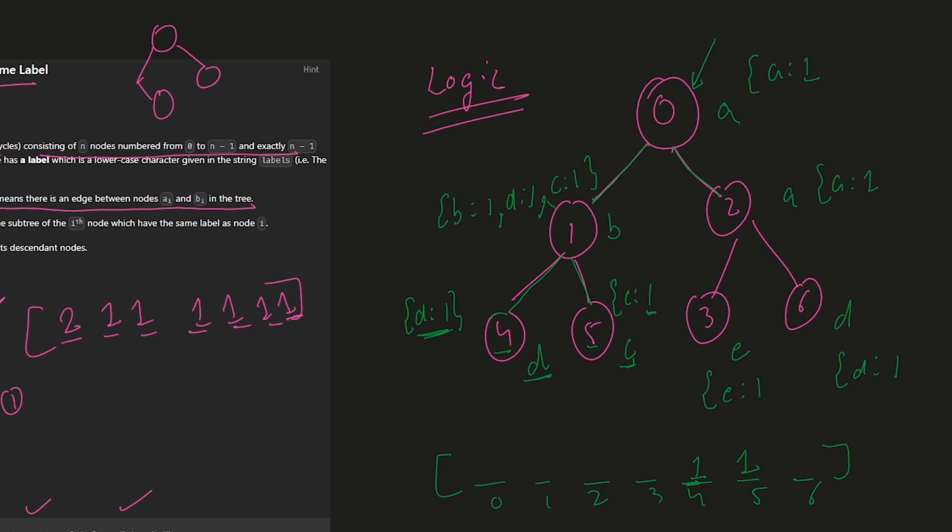So the parent has a label B, right? We have to find how many times B has occurred in this dictionary. We can say it has occurred only one time. So we can return on first index, that is 1. All right, now we come to 0, but before that we have to call the right subtree as well.